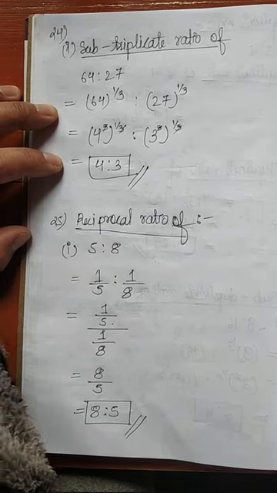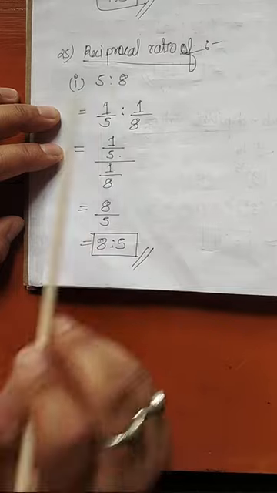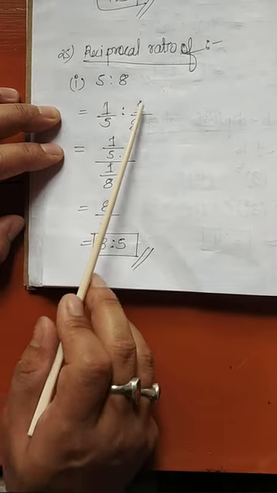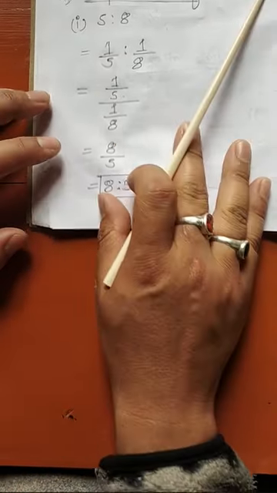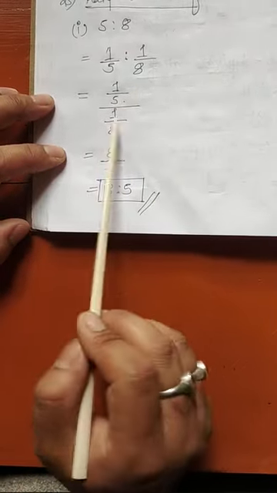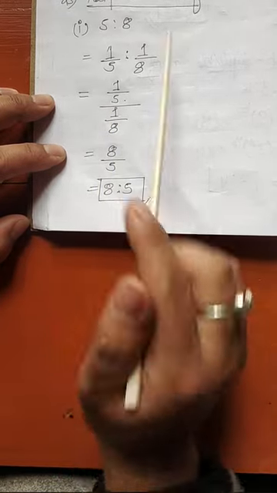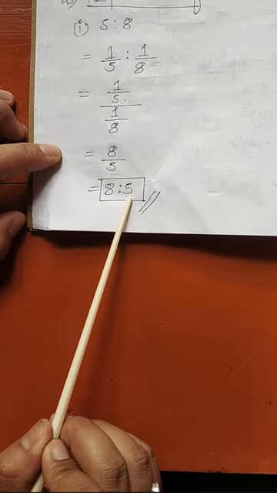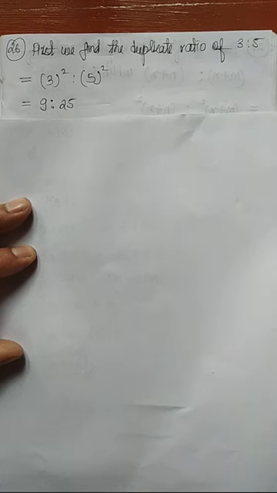And then finally, number 25, reciprocal. Find the reciprocal of 5 is to 8. So the reciprocal of 5 is to 8 means 1/5 is to 1/8. If you write this as a fraction, 1/5 divided by 1/8 will eventually be 8/5, which is 8 is to 5. So 5 is to 8, its reciprocal is 8 is to 5. Very, very easy and simple. Pause the video to note down.